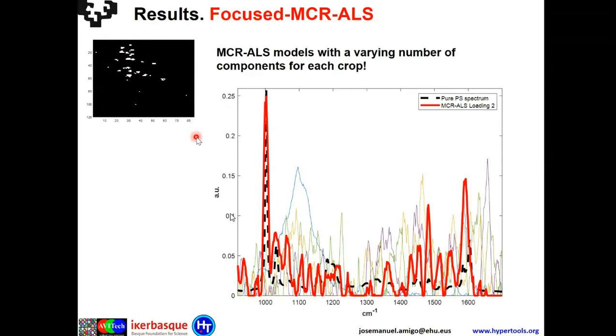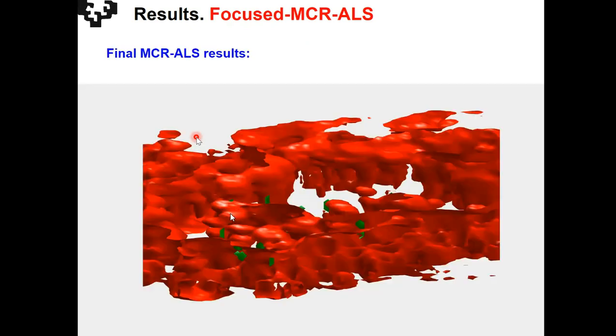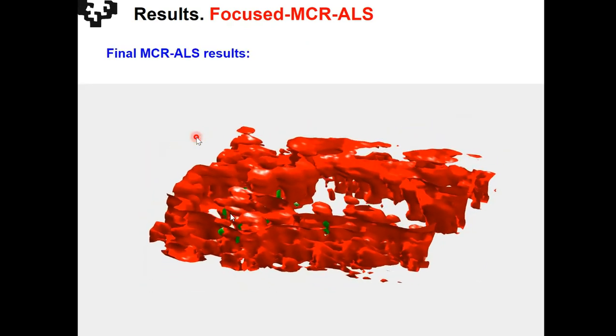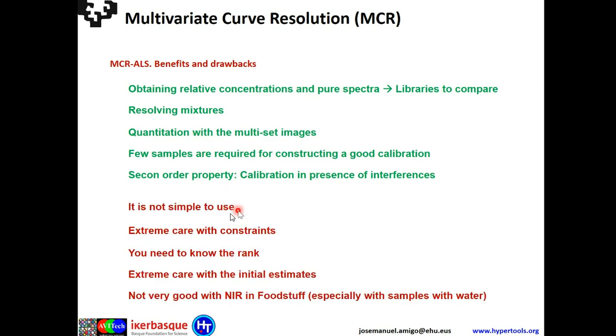So this needs to be optimized manually, so to say. Also, if you have a lot of overlapping in the signals, it's difficult to solve the signals. And we need to be extremely careful with constraints because, since it is such a versatile model, we can apply a lot of constraints there. So at the end, we really need to validate what we are doing when we apply constraints to MCR.